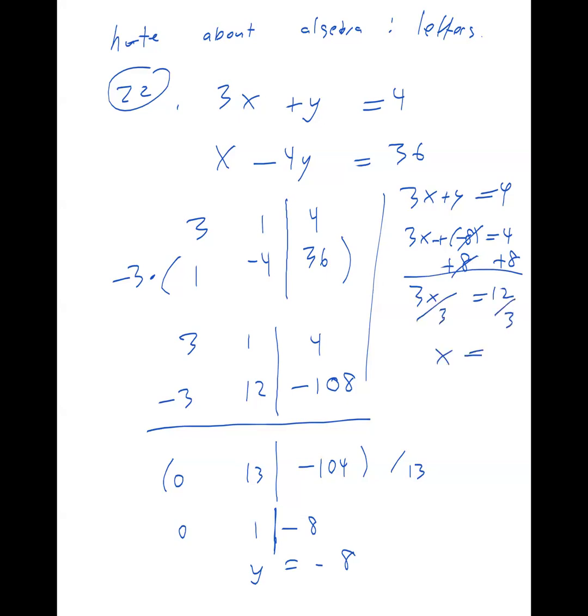So once you get to the end, it works the same as it did before. In fact, the whole entire problem is really the same as it was before. The only difference is you're not writing the letters beside everything anymore until you've solved one of the equations. So that's how you solve problem 22.